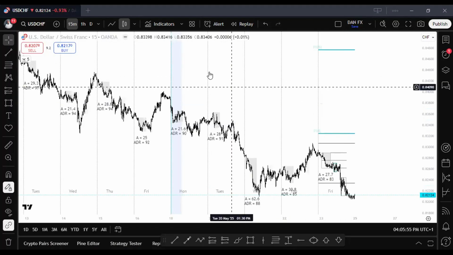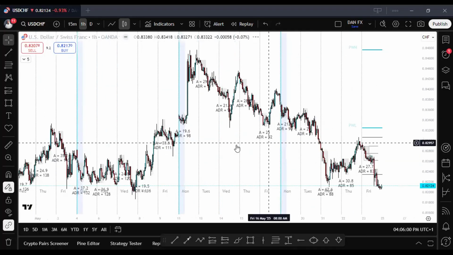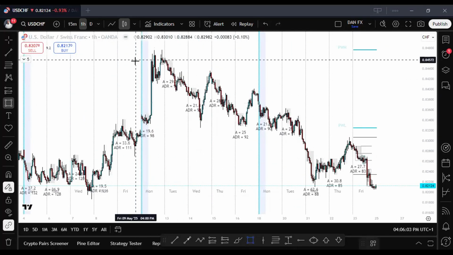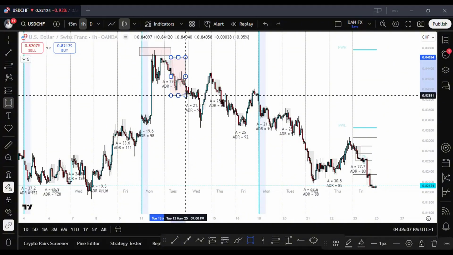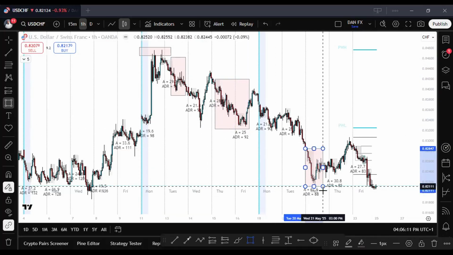USDCHF, what do we have? Let's go to the 1 hour chart. Okay, clearly we can see this is in a downtrend, right? So we have this high here. We have this high here. We have level 1. We have level 2. Then we have level 3 here, right?